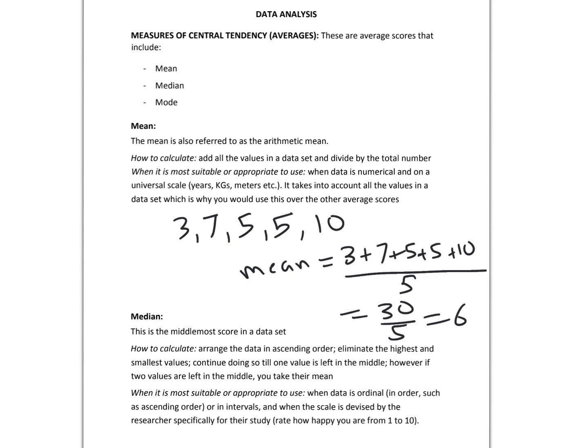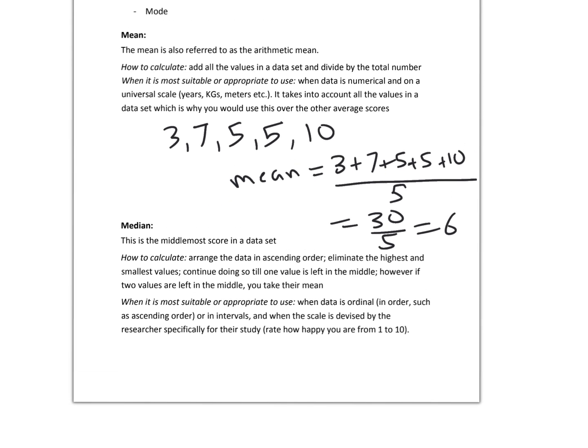So let's move on to the next one. So we have the median now. Median is the middlemost score in a data set. How do we calculate the median? We arrange the data in ascending order, eliminate the highest and smallest values, continue doing so until we have one value left in the middle. However, if there are 2 values left in the middle, we take their mean. So I will explain this with an example.